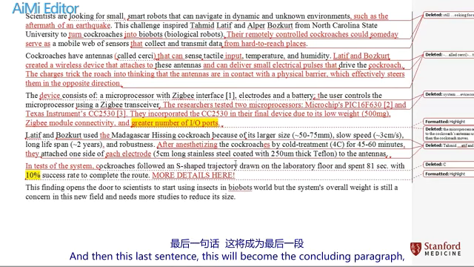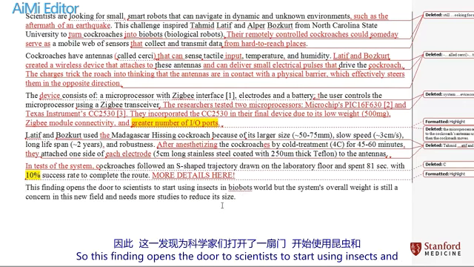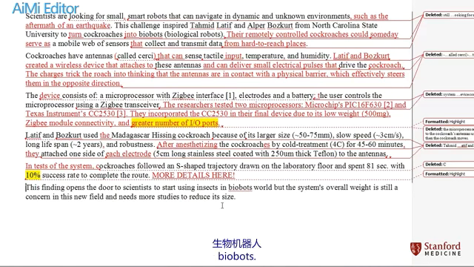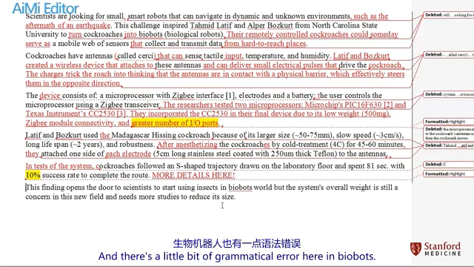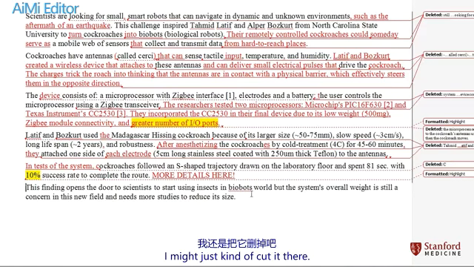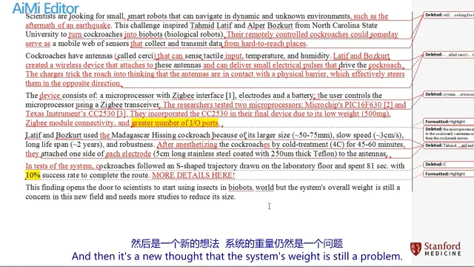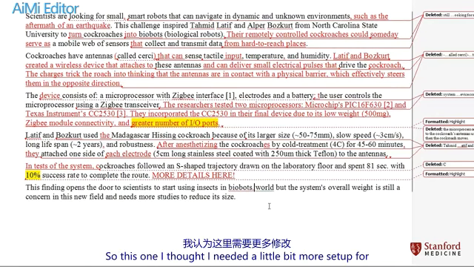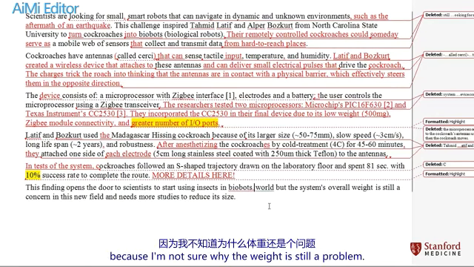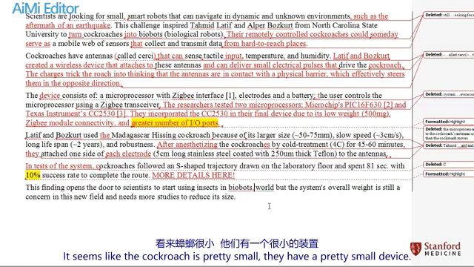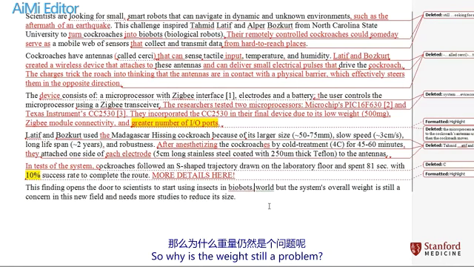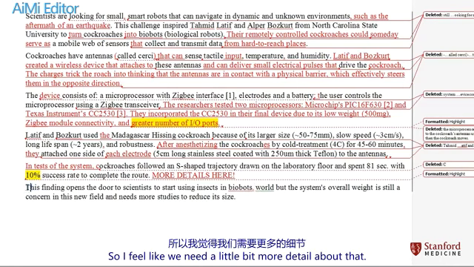And then this last sentence will lead into the concluding paragraph. So this finding opens the door to scientists to start using insects and biobots. And there's a little bit of grammatical error here in biobots. I might just cut it there, and then it's a new thought that the system's weight is still a problem. So this one I thought I needed a little bit more setup for, because I'm not sure why the weight is still a problem. It seems like a cockroach is pretty small, they have a pretty small device, so why is the weight still a problem? So I feel like we need a little bit more detail about that.